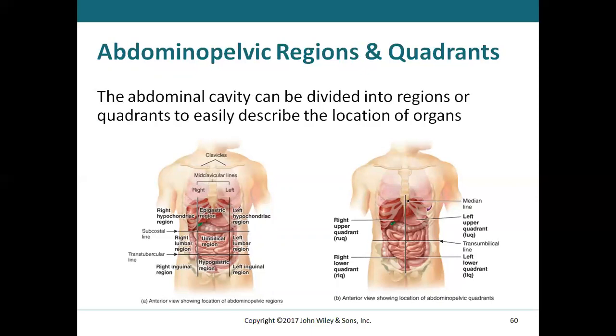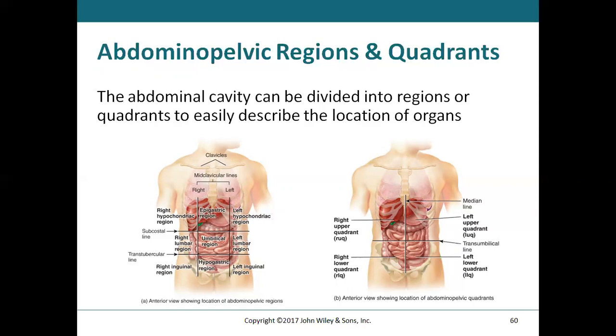When we talk about all of these different nomenclature, you'll notice that we are discussing these different organ systems in relation to one another. But if you were looking at the abdomen, you don't always need to describe something in relationship to one another, but you can also divide the abdomen itself into these regions and quadrants.